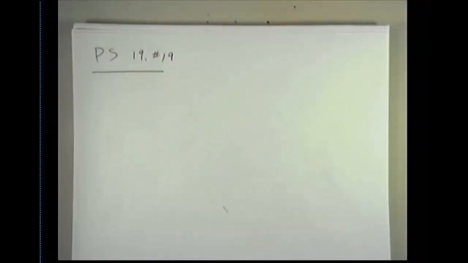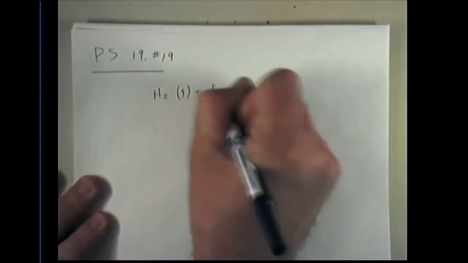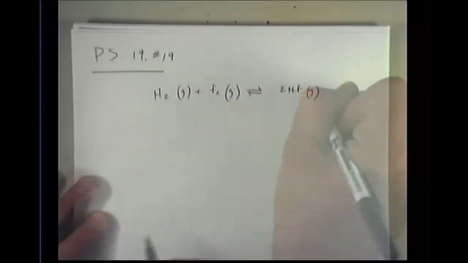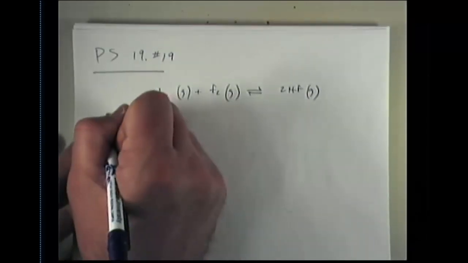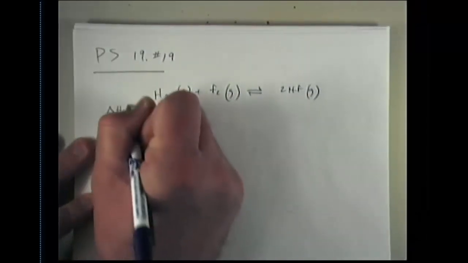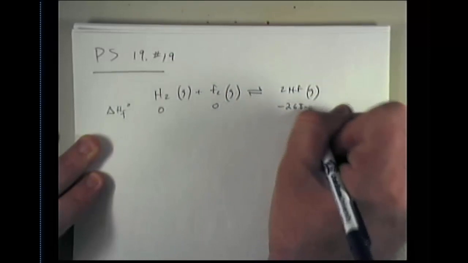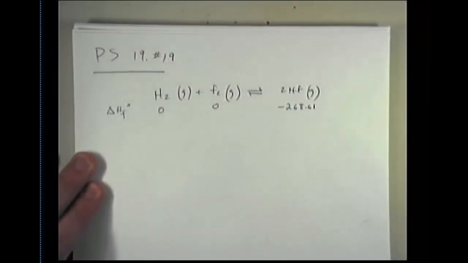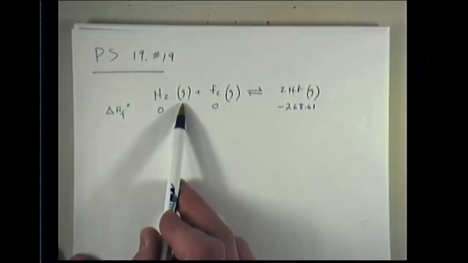Question number 19 gives us a reaction of hydrogen gas and fluorine gas in equilibrium with hydrofluoric acid. Then it asks us to use values from our appendix to determine what delta H and delta S are. As I look in our appendix, the delta H of formation of each of these components is 0, 0, and negative 268.61 respectively.